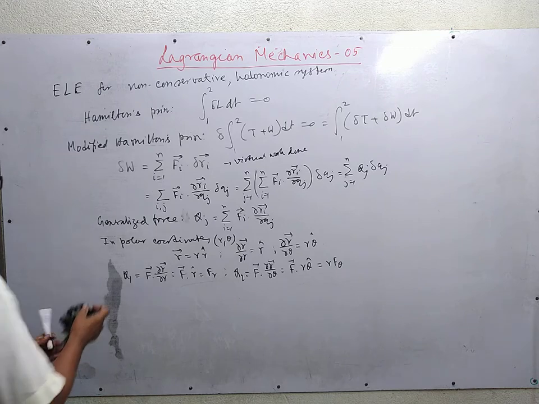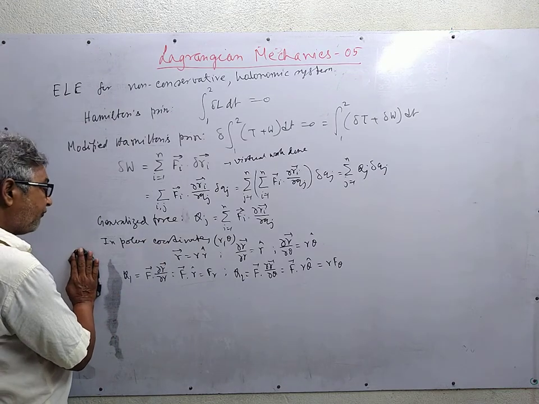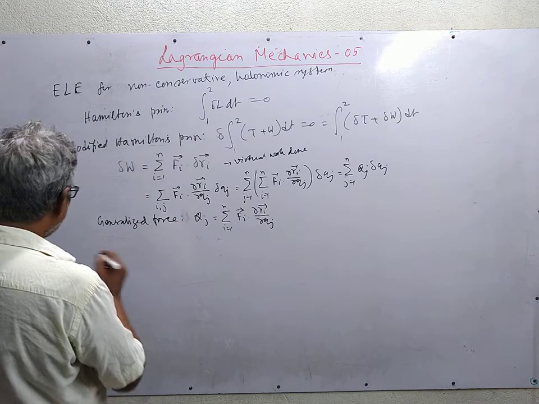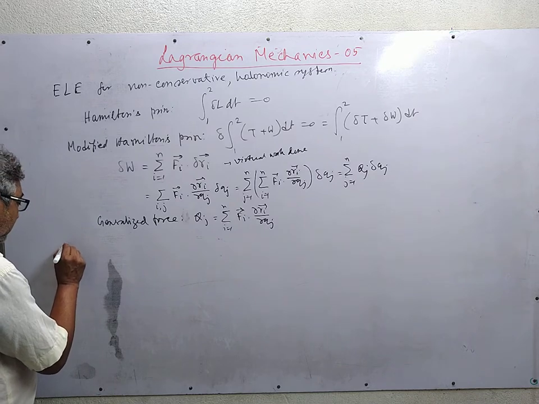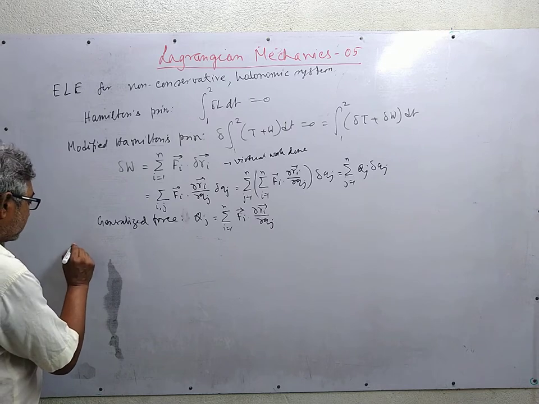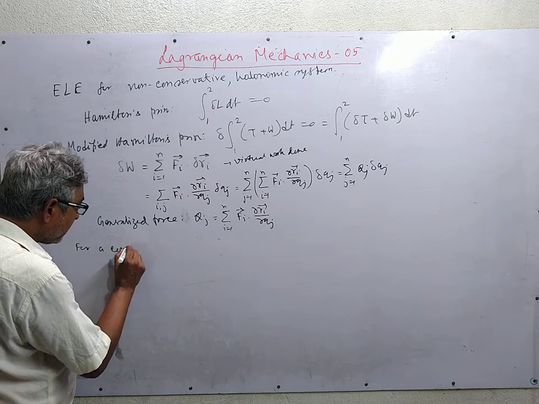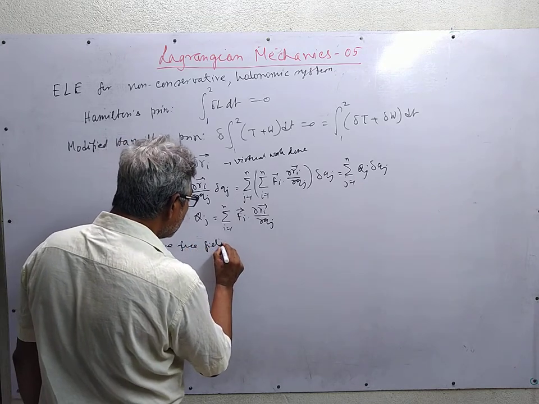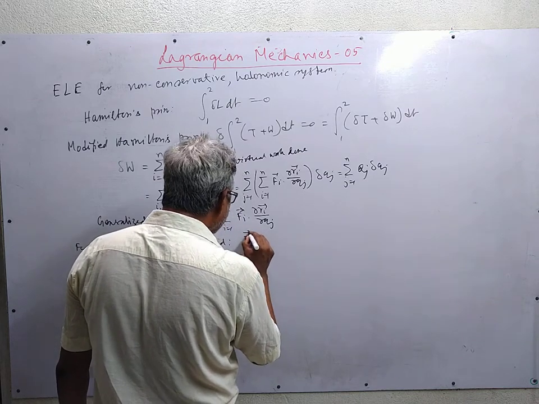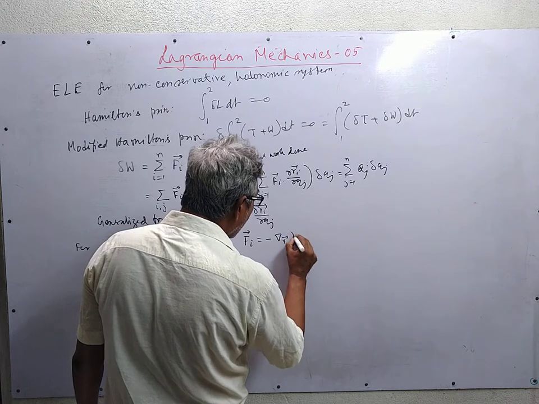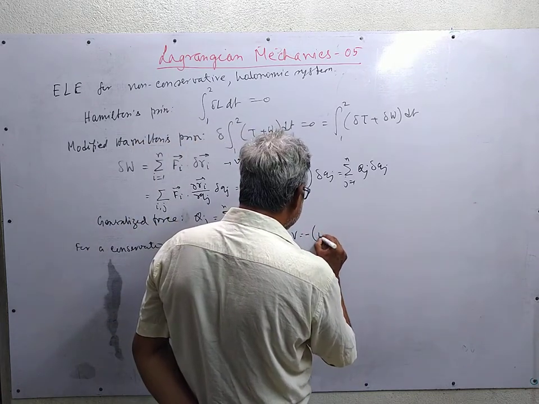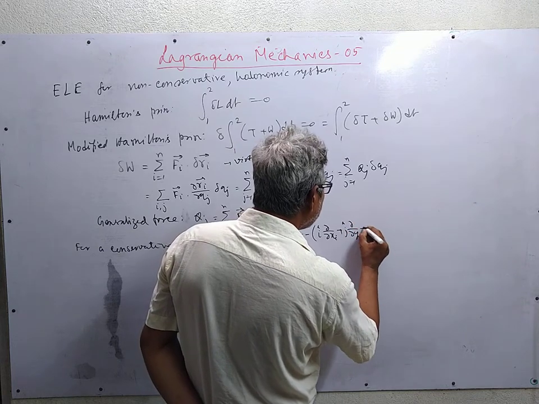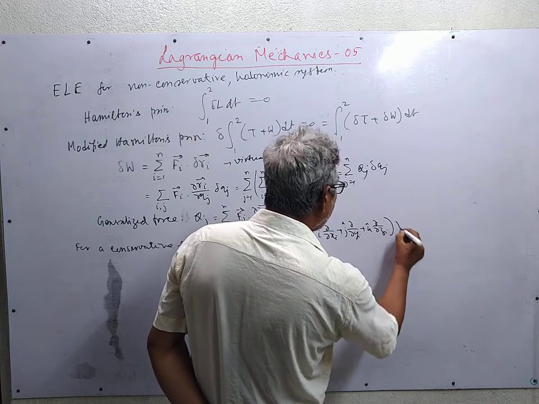Now we come to the case of what happens to the generalized force if we are dealing with a conservative force field. So what happens to the generalized force Qj for a conservative system? We have Fi, the force acting on the ith particle, is minus ∇i acting on V. In other words, this is minus i cap ∂/∂xi plus j cap ∂/∂yi plus k cap ∂/∂zi operating on V.